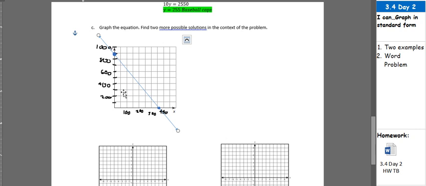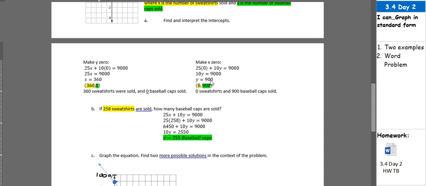Now our job is to find two spots on here that work as solutions. So find two more possible solutions. I'm looking for 2 points on here. It's really nice if we can find ones that are kind of easy to see. Like right here, I see these come together. Here's 200 and 400. And here is 100 and about 620. So finding 2 points on this line is going to give us the other solutions, two more possible solutions. And we'd write that as ordered pairs, just like before.